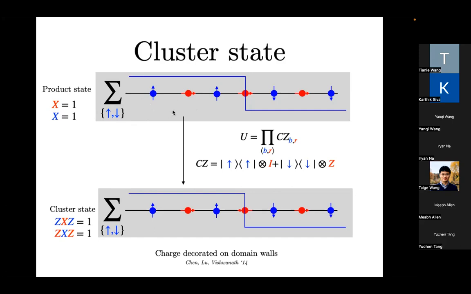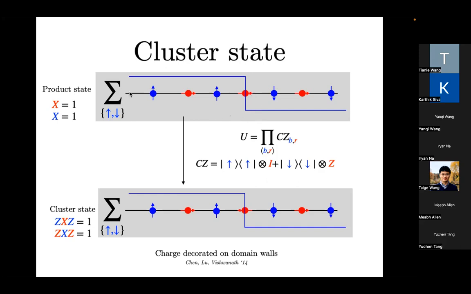The reason I'm doing this is that to prepare the cluster state, we need to apply the so-called control Z gate. Control Z says that if the blue spin is pointing up, you don't do anything. But if the blue spin is pointing down, you apply Z. This unitary is applied to every nearest neighbor pair. So suppose I have a blue spin pointing up, I do nothing. But if I have a blue spin pointing down for this pair, I'm going to apply Z to this qubit. And what Z does is it turns the plus state into the minus state.